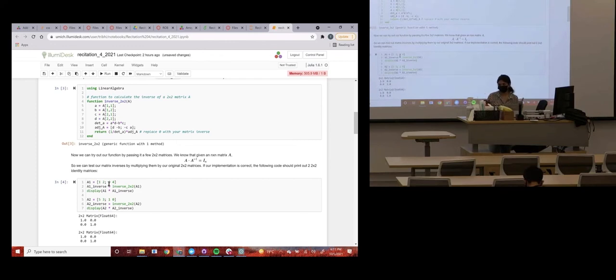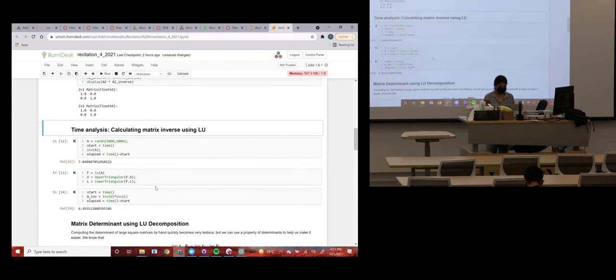Right? Functions are easy, useful, and every time you have to find an inverse of 2 cross 2, and you don't want to use the inverse function, which you could, you can use this. The idea is that we're comfortable with the whole function syntax, right?